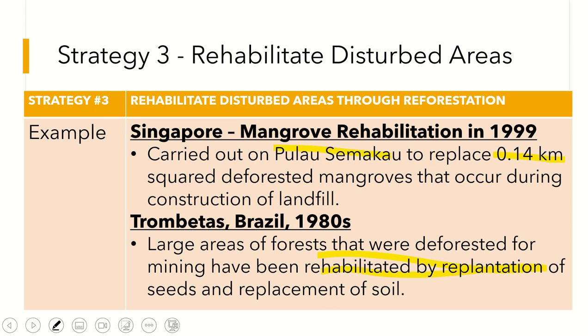then you have a problem because not only your trees are gone, your soil is also gone. And you can't just plant the saplings back because the topsoil is usually the more fertile soil. Without this topsoil, you will not be able to grow healthy trees. So what you need to do is to replace the soil first and then plant the saplings onto the soil. So that was done in Brazil in the 1980s.